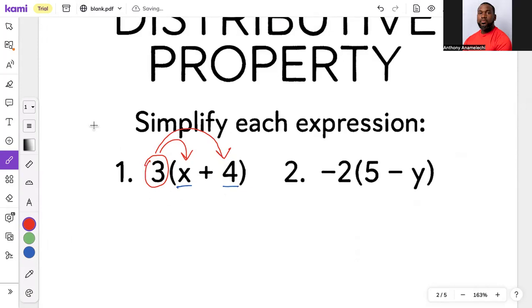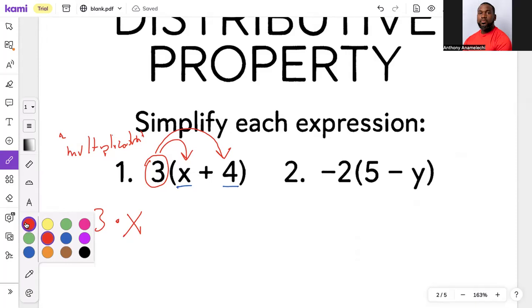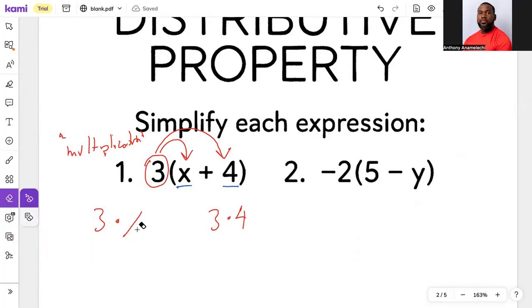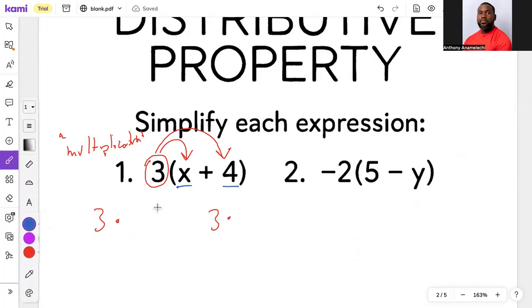Remember, what do we distribute? We're distributing multiplication. So we're going to multiply. So we're going to do 3 times x, and then 3 times 4. Let's see if I can do color combination, red and blue. So let me erase these and put them in blue for you. So 3 times x and 3 times 4.